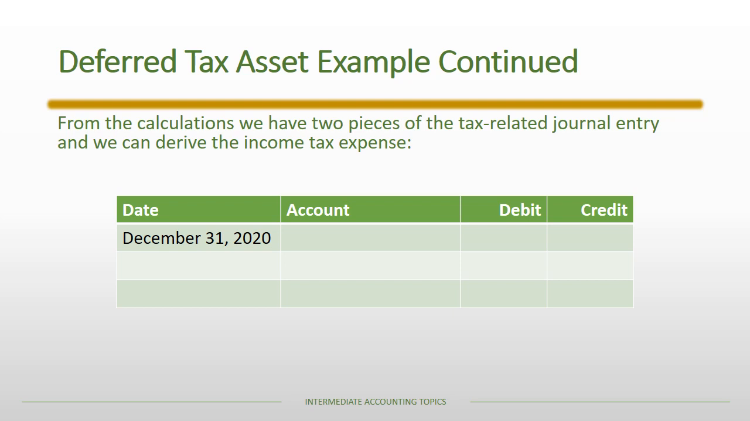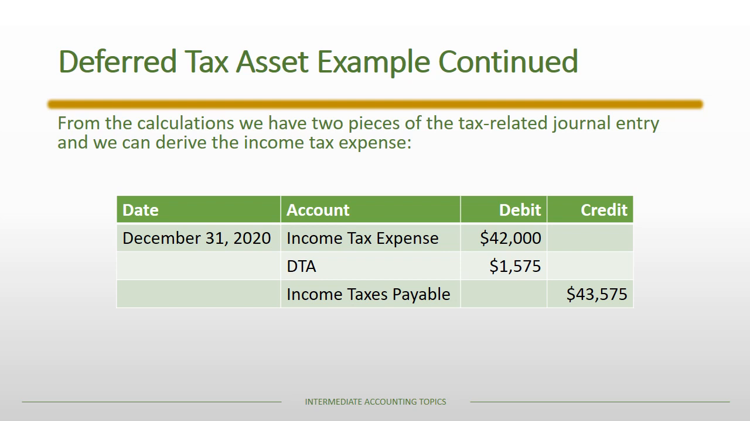So now to our journal entry for December 31st, 2020. We start with our income taxes payable, $43,575. And we have our entry for our deferred tax asset, $1,575. And we derive our income tax expense of $42,000.